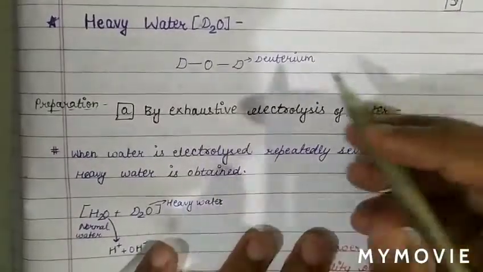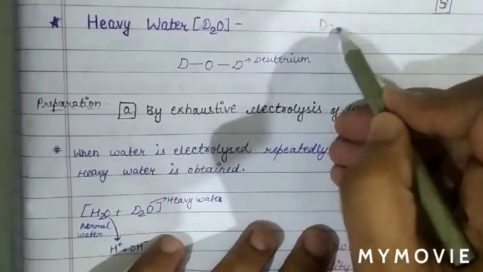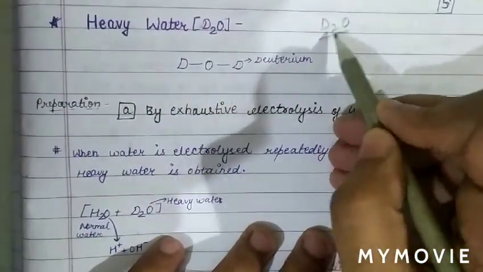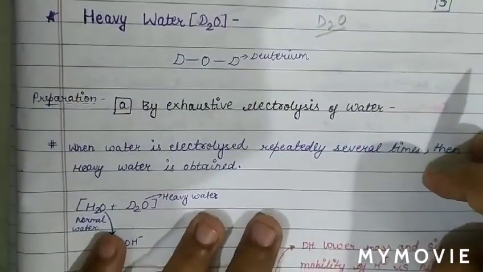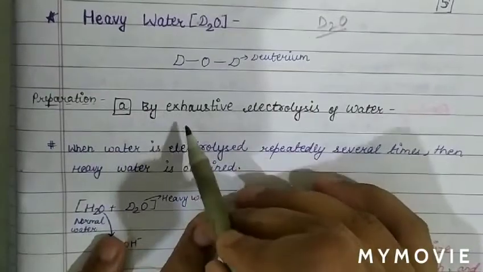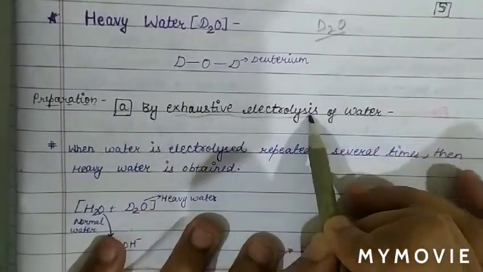See, the next topic we are going to discuss is heavy water. Basically heavy water is D2O, where D stands for deuterium. Now we see the first preparation of heavy water. Basically heavy water is prepared by exhaustive electrolysis.